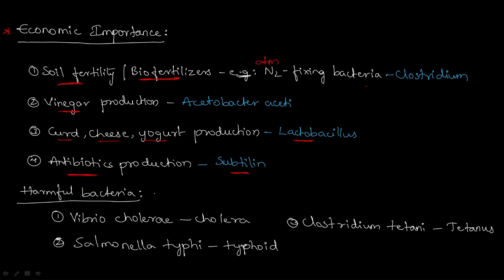And there are also harmful bacteria which cause harm to humans, plants, and animals. Bacteria like Vibrio cholerae produce cholera disease, and Salmonella typhi produces typhoid disease, typhoid fever. Clostridium tetani causes tetanus disease.